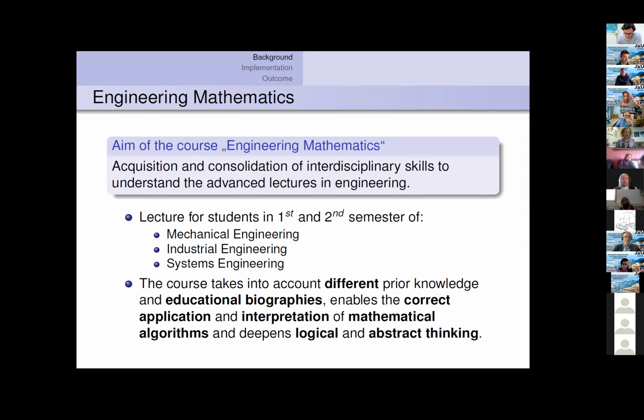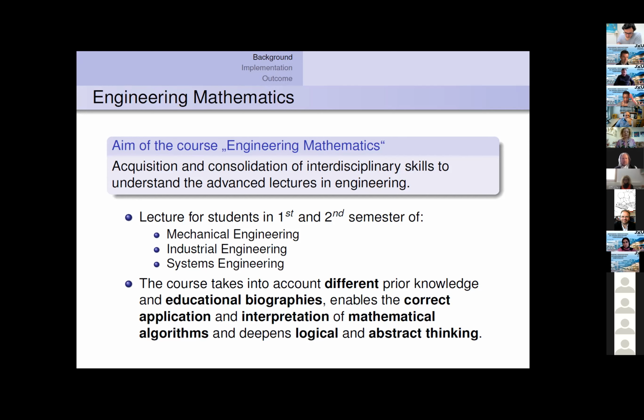This is a rather long and huge lecture that is attended by students during the first and second semester from several bachelor degree programs, including mechanical engineering, industrial engineering, and systems engineering. So I have a high diversity in my students in terms of what they need in the further course of their study. And we also have a high diversity in their background knowledge, because we have different prior knowledge, different educational biographies, especially at the Carinthia University of Applied Sciences. We have students that start later in their life with studying, where the A-levels were passed several years ago.